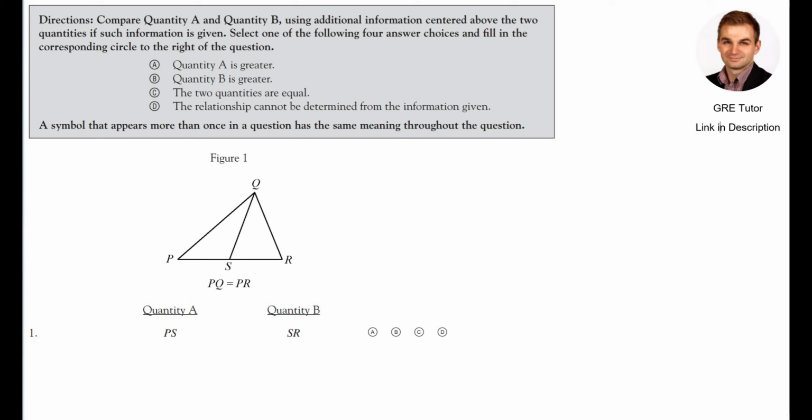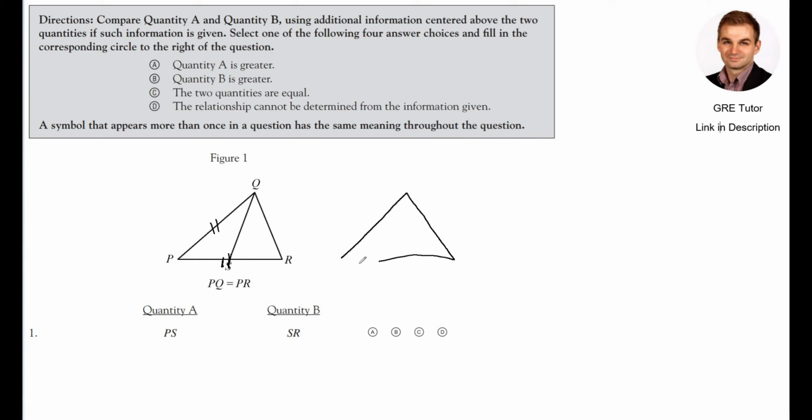Okay, so to solve this problem, they're saying that PQ is equal to PR. So PQ right here is equal to this right here, and these two lines mean PR and PQ are equal. However, they want to know, is PS equal to SR? Now we know this is a triangle, we know these two are the same, but the truth is that you can draw this triangle in multiple different ways.